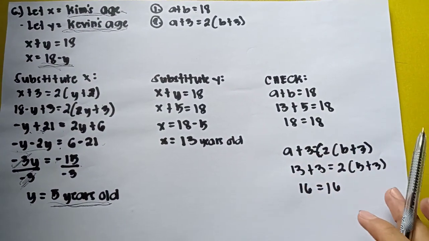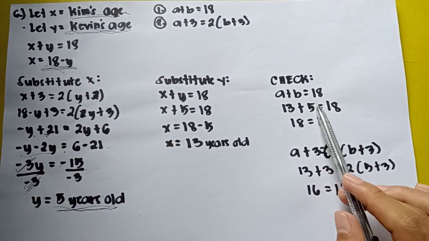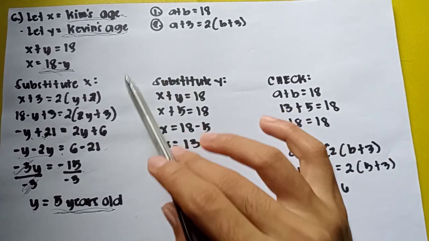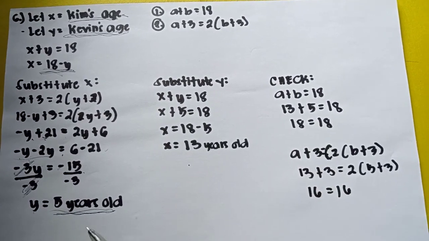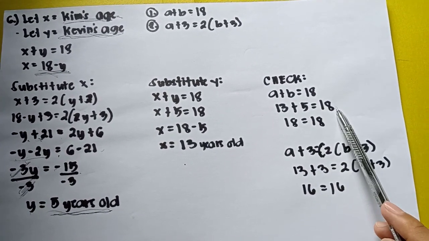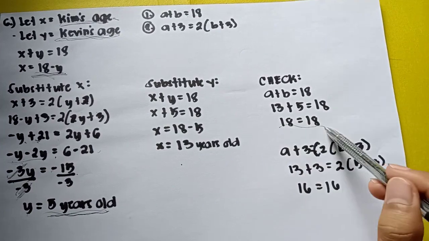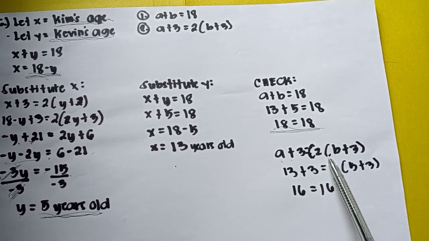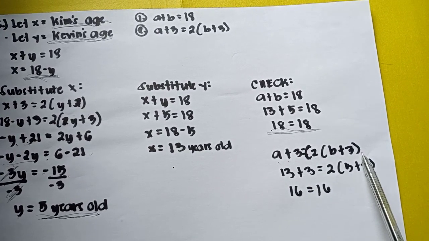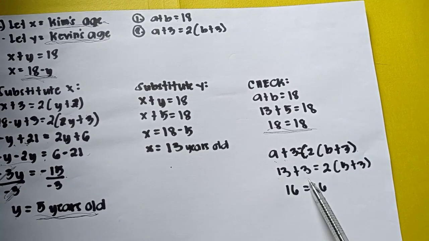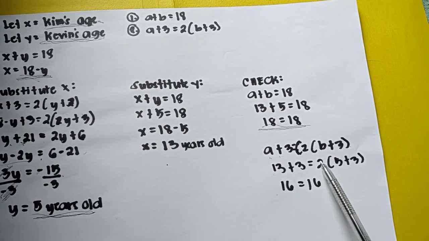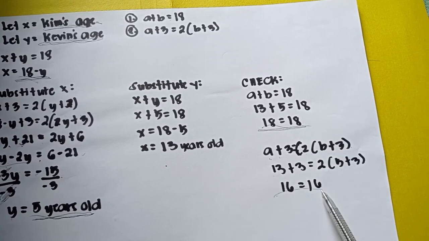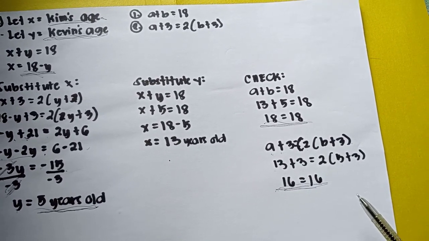To check if our answer is correct, A plus B equals 18. 13 plus 5. 13 is the value of our X, and then 5 is the value of our Y. Equals 18. So our answer is correct. 18 equals 18. Then A plus 3 equals 2 times B plus 3. So 13 plus 3 is 16. Then 2 times 5 plus 3 is 2 times 8, which is 16 too. So 16 equals 16. The answer is correct.